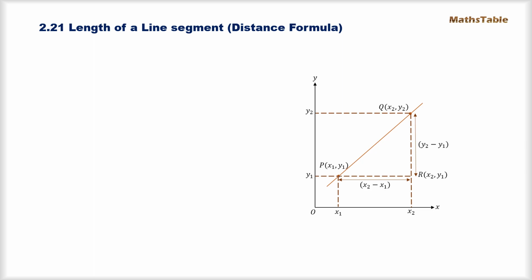Now, in this right angle triangle, the length PQ becomes the hypotenuse of the triangle, and the other two lengths can be found out by simply taking the difference between the y coordinates and the x coordinates of the points P and Q. Now we know that for right angled triangles, we have Pythagoras theorem. So if length PQ is the hypotenuse, then we can apply Pythagoras theorem on this virtual right angled triangle. And in this way, we get the equation PQ square is equal to x2 minus x1 whole square plus y2 minus y1 whole square.